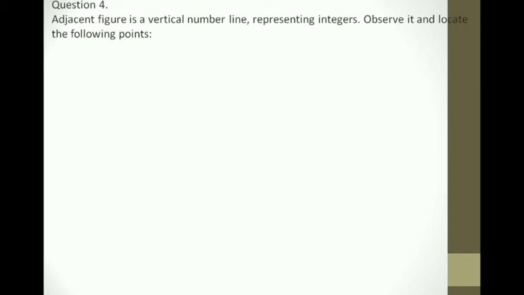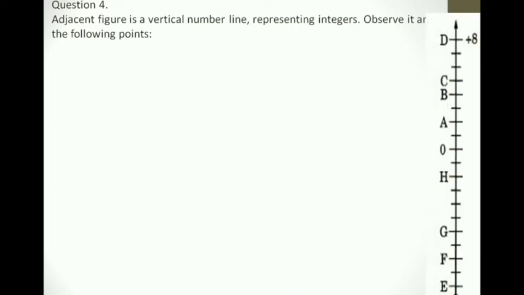Question number 4. Adjacent figure is a vertical number line representing integers. Observe it and locate the following points. Now look at here, this is the number line and this is the 0. Now we are going to give numbers one by one. This is a 0. Now this is 2. Why 2? Because we are showing these numbers upside, that means all the positive numbers. So this line indicates 1 and this line indicates 2. So like this, this is 3 and this is 4. This is 5 and this is 6. This is 7 and this is positive 8.